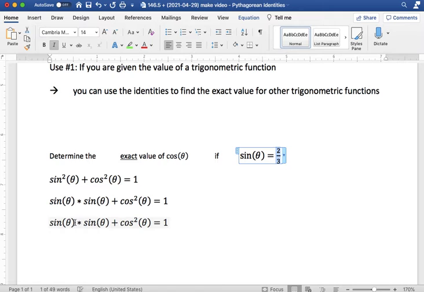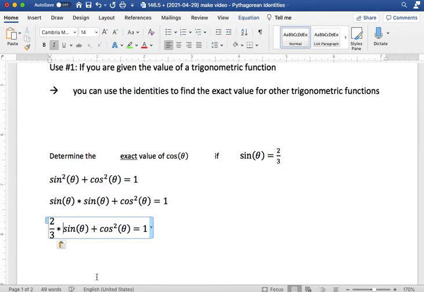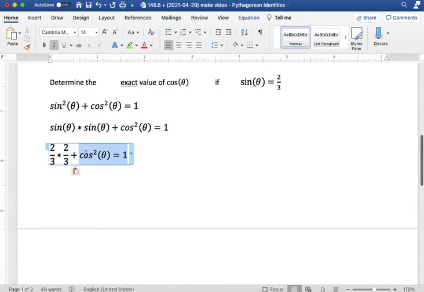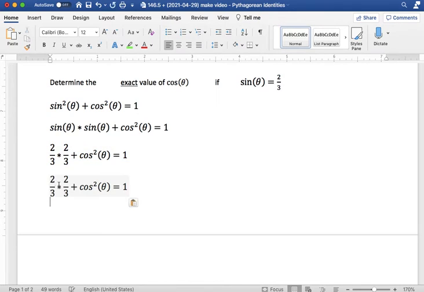So let me substitute that in. This sine of theta is 2/3, this sine of theta is 2/3. So I know that 2/3 times 2/3 plus cosine squared of theta is equal to 1. All right, let's continue. Multiplying fractions, I multiply the top: 2 times 2 is 4. 3 times 3 is 9.